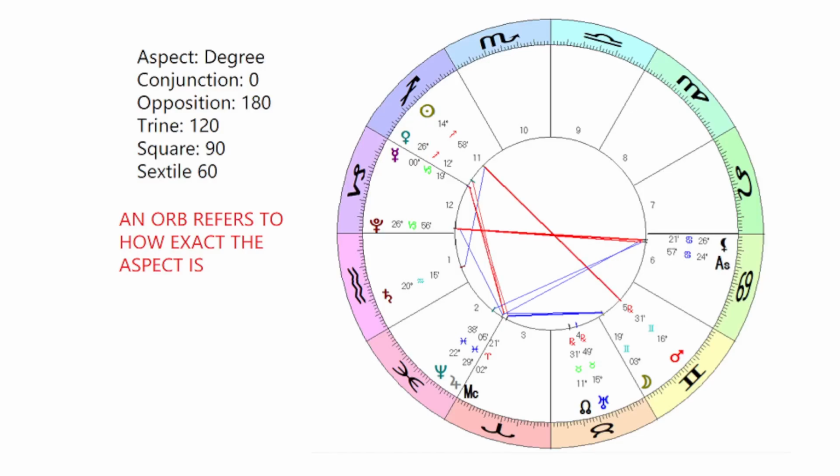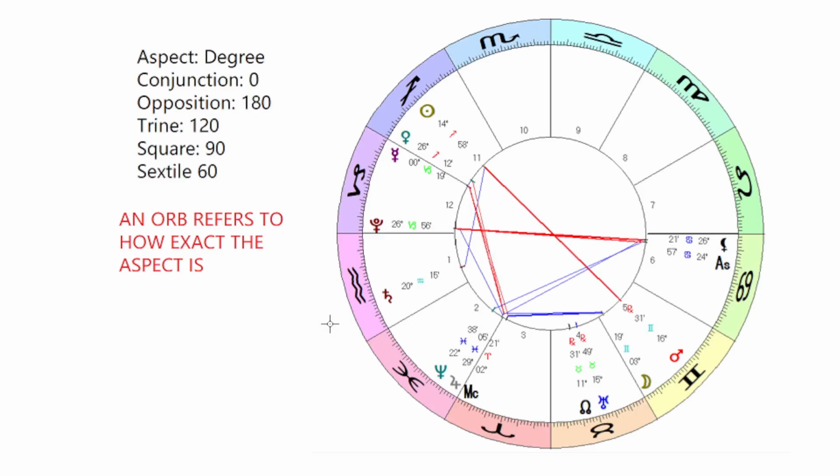So now that you understand what that is, you can see over here, the Sun is at 14 degrees and Mars is in opposition, but Mars, oh, I kind of made it so you couldn't see it, but Mars is at 16 degrees. It's not exact, it's off by 2 degrees. So they are in opposition with a 2-degree orb. That's what an orb is.